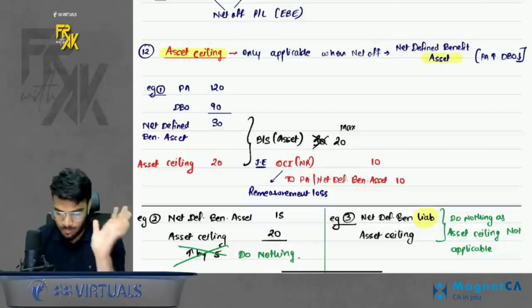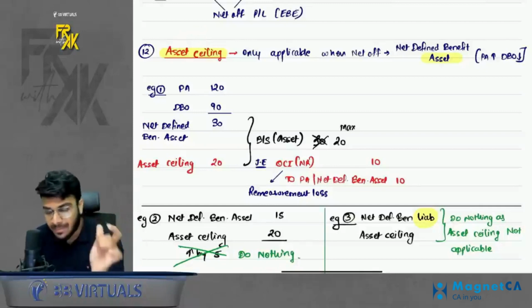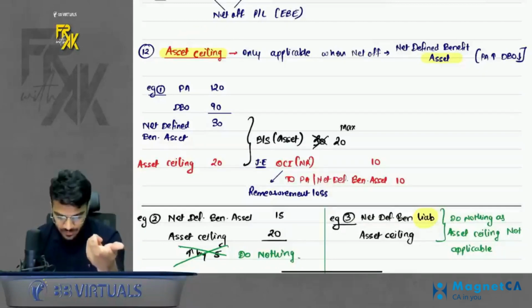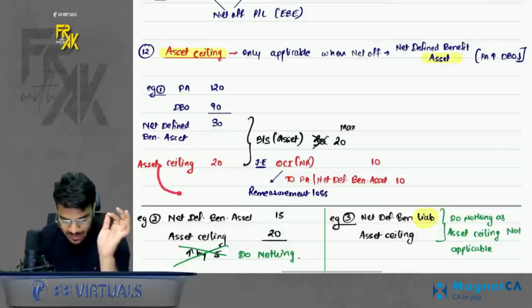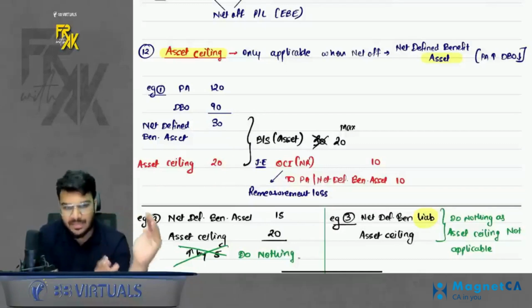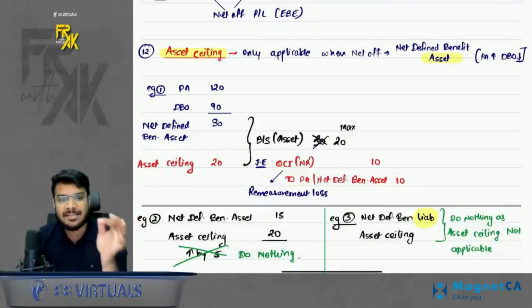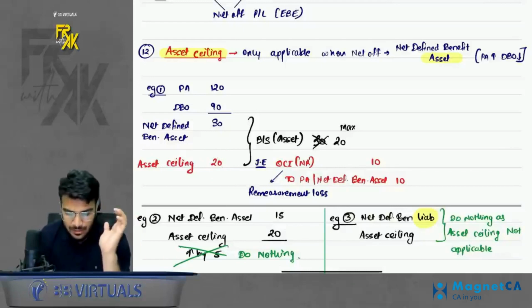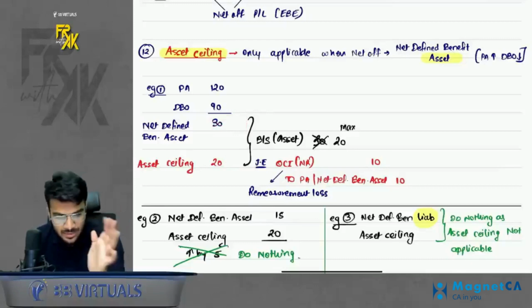What is this concept all about? The name itself says there is an asset ceiling, means there is a capping on the asset amount, right? So if your net asset is coming at 30, but the asset ceiling amount is given as 20. Now why is it there? We have already discussed in the class. Now I'm focusing on revision. Okay. So here, if the asset ceiling is given as 20, that means your asset can't be at 30. Maximum it can be up to 20 rupees only.